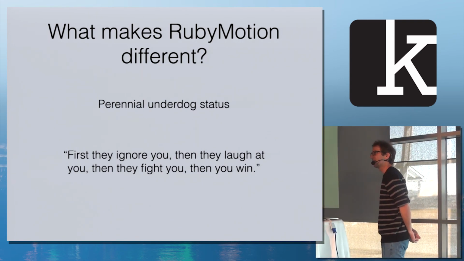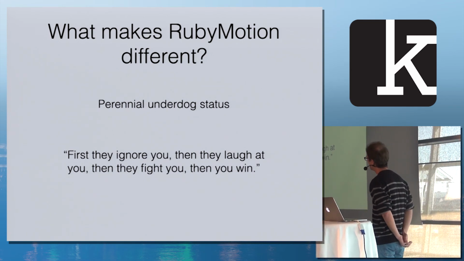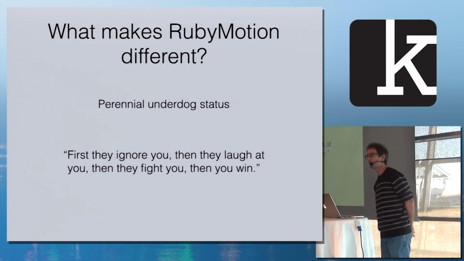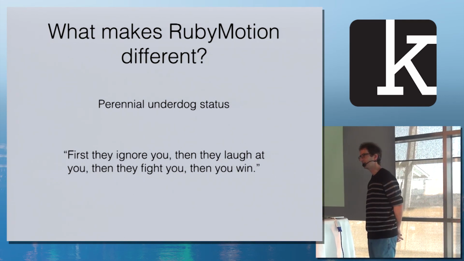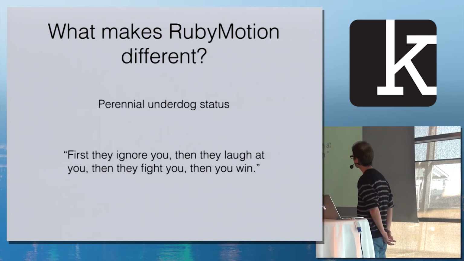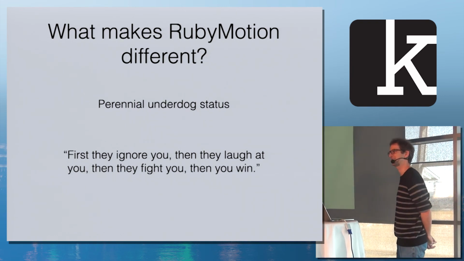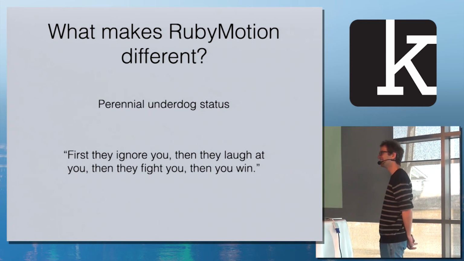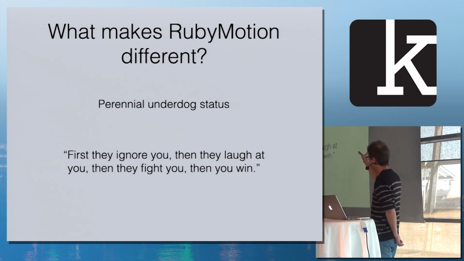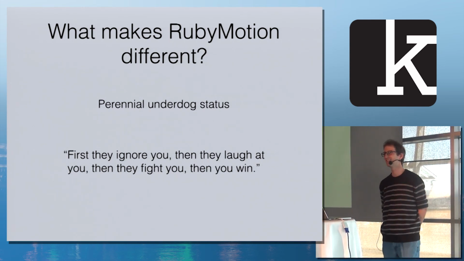The other thing that I think helped RubyMotion maintain this sense of fun is that we're always the underdogs, right? At Apple, we were always fighting against Objective-C, and after Apple, there was still a fight against Objective-C. People have said some really nasty things about RubyMotion, but I'm reminded of the famous quote: first they ignore you, then they laugh at you, then they fight you, and then you win.